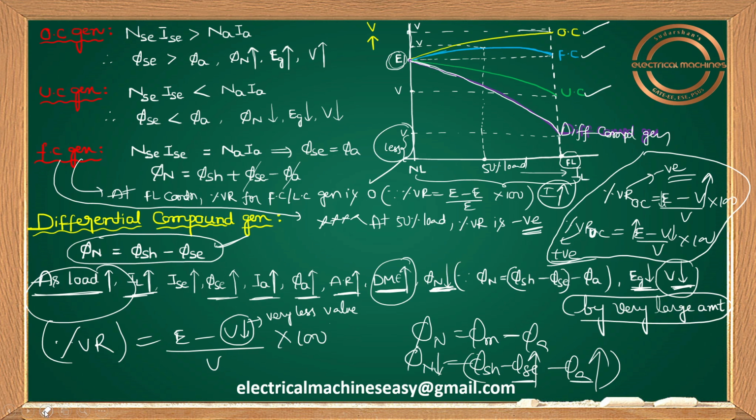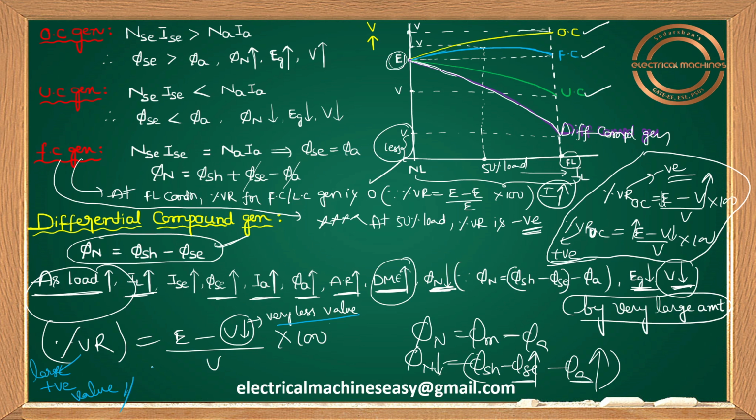Is it positive or negative? First question I'm asking. For the percentage voltage regulation of the differential compound generator, it is definitely positive. That too, your V is a very less value. Therefore, obviously, your voltage regulation value will be more. So I can say the percentage voltage regulation for a differential compound generator will be a large positive value. Okay. So guys, this is very important.